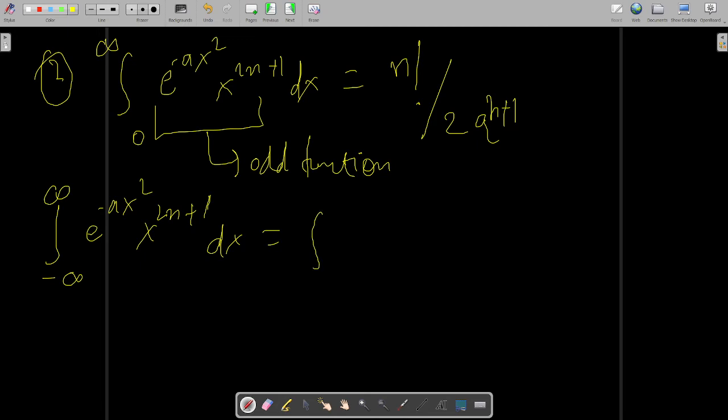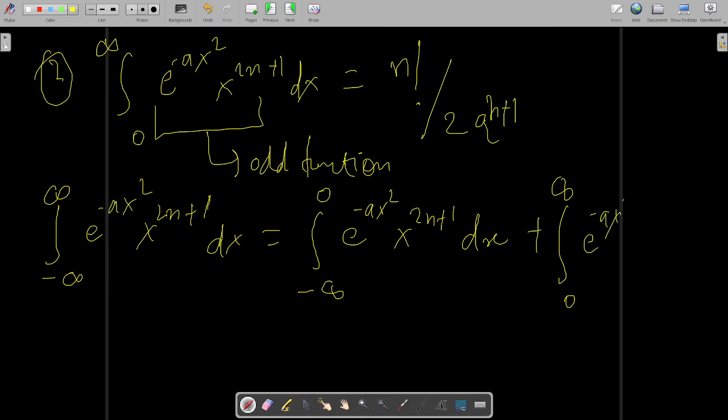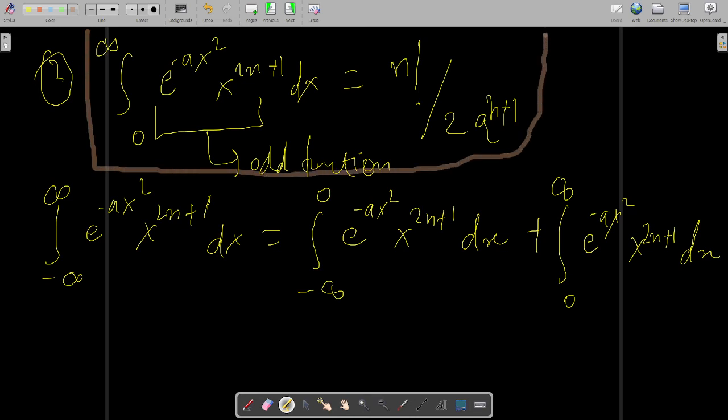So clearly you can see that it will be the integral from minus infinity to 0 of e to the power minus a x square times x to the power 2n plus 1 dx, plus the integral from 0 to infinity of e to the power minus a x square times x to the power 2n plus 1 dx, right? Now you know this very well, that this quantity is an odd function.